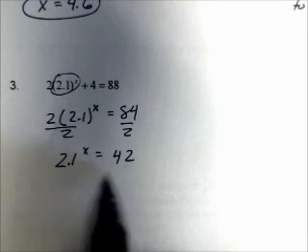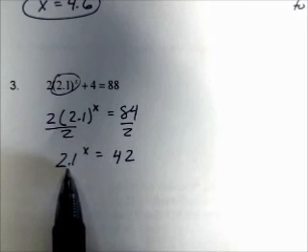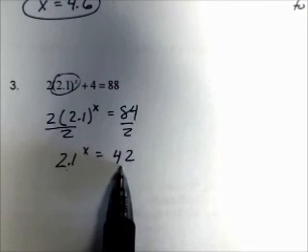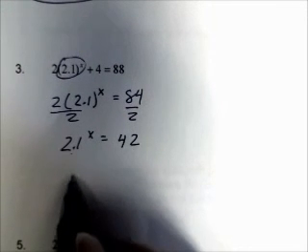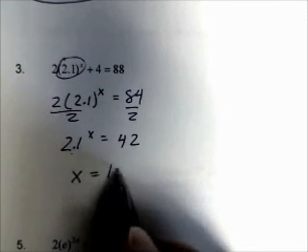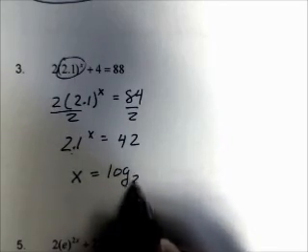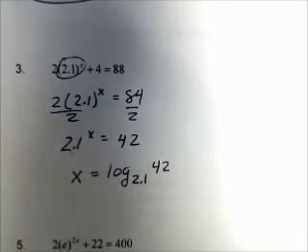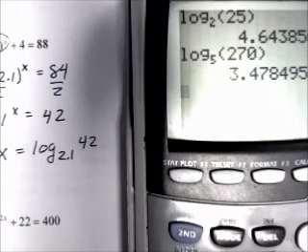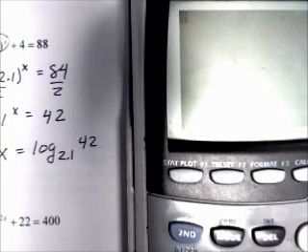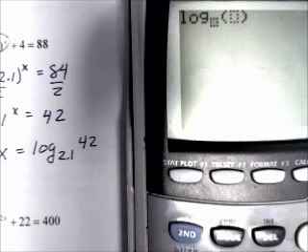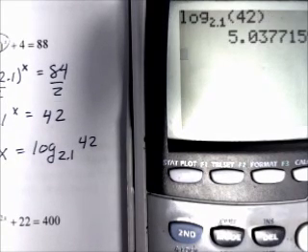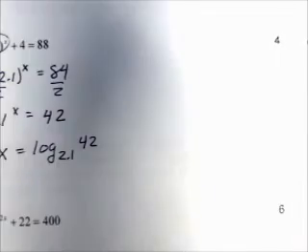We're in exponential form. Our base is 2.1, our exponent x, our answer 42. So we switch to log form. So that we'll have our exponent x is equal to log base 2.1 of 42. And the calculator. Alpha window number 5, log base 2.1 of 42. 5.0.